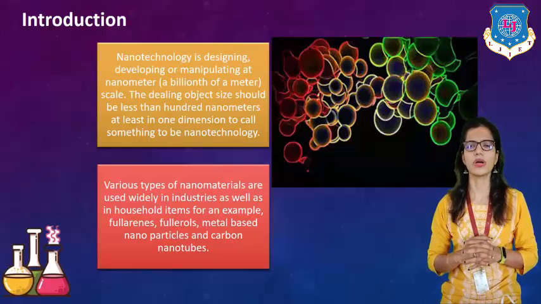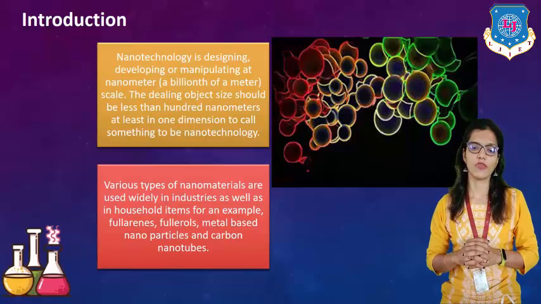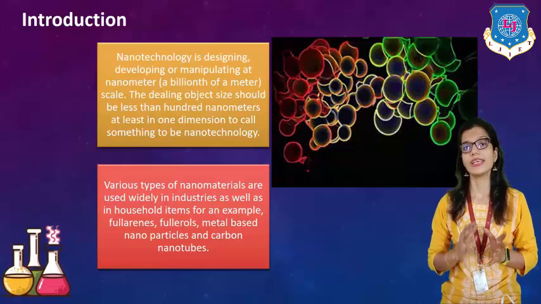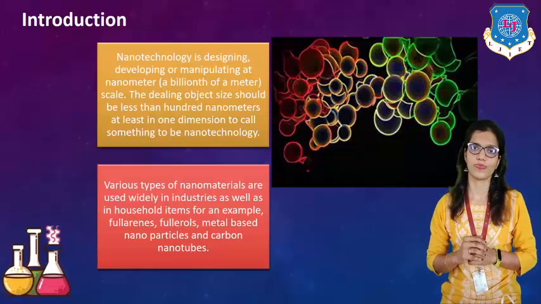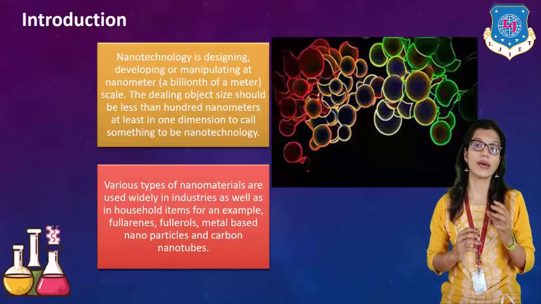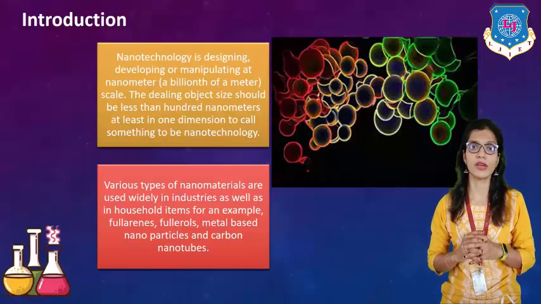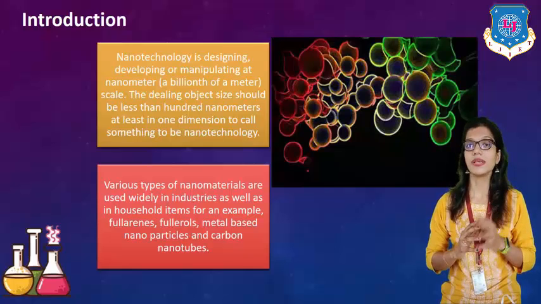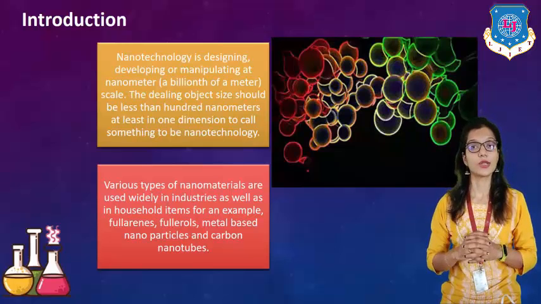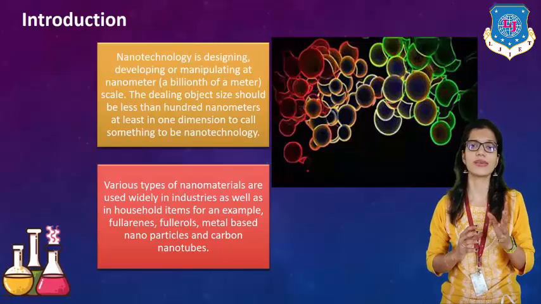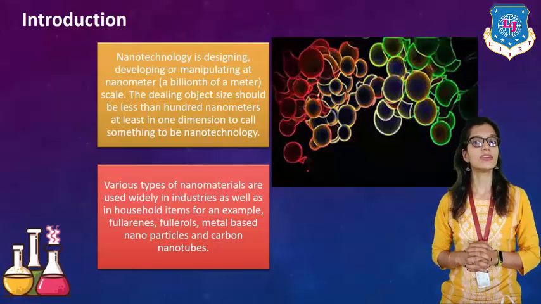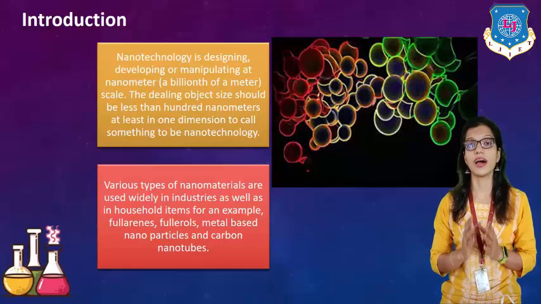Now, various types of nanomaterials are used widely in industries as well as in households. Let's take a look at some examples: fullerenes, fullerols, metal-based nanoparticles, carbon nanotubes, and others, like SWNTs and MWNTs. Although these are considered types, they are basically nanomaterials.